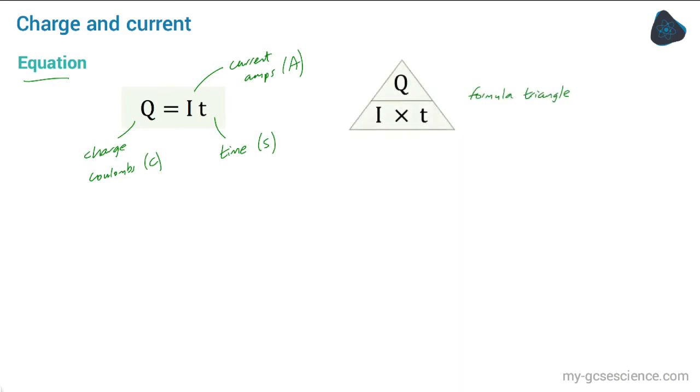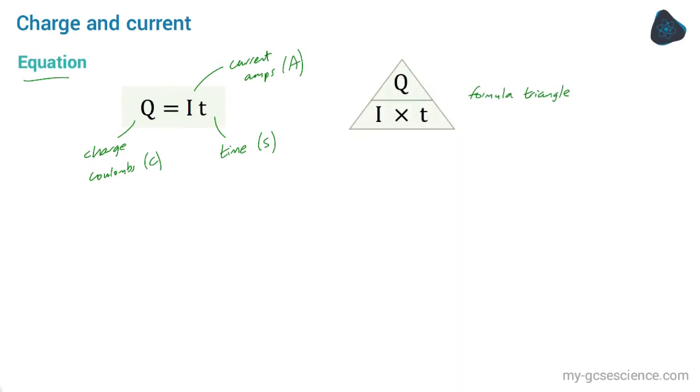Now the equation linking charge and current is as shown. Q here stands for charge, which is measured in coulombs, capital C for the unit. I stands for current, which is measured in amperes or just amps for short, capital A. And t stands for time in seconds. Now, if you find it useful, here is the formula triangle for this equation.